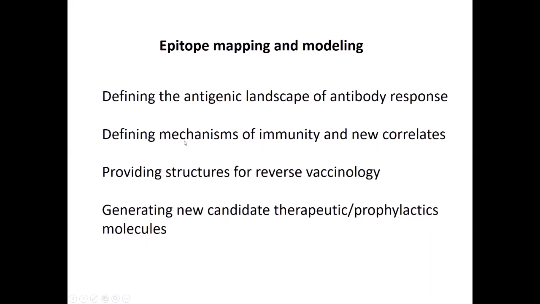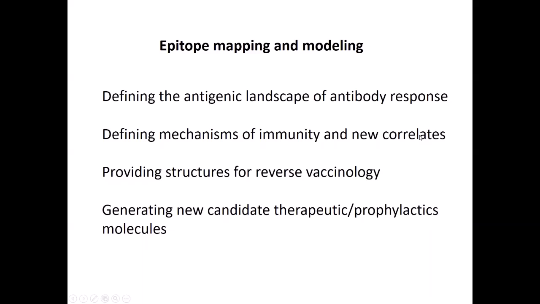Once we have monoclonals, we can determine various mechanisms of immunity in vitro or in animals, even in humans. Some monoclonal antibodies have been administered to humans followed by challenge, so you can understand, do antibodies even mediate in vivo protection? And the mechanisms of immunity work is meant to connect to new correlates of immunity.